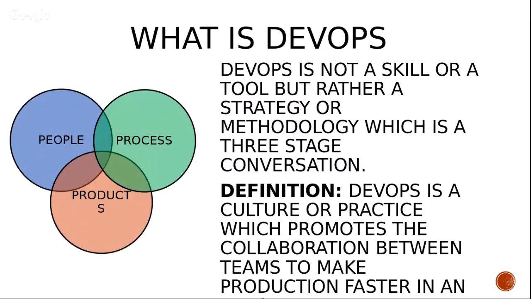And last, the products. If you are not using the products, but the people, your operation team, your development team, your QA team, are working together, they are in sync, but they are not using the DevOps tools, that's not DevOps. And even if they are following the process, that's still not DevOps. Definition of DevOps: DevOps is a culture or practice which promotes collaboration between teams to make production faster in an automated manner.